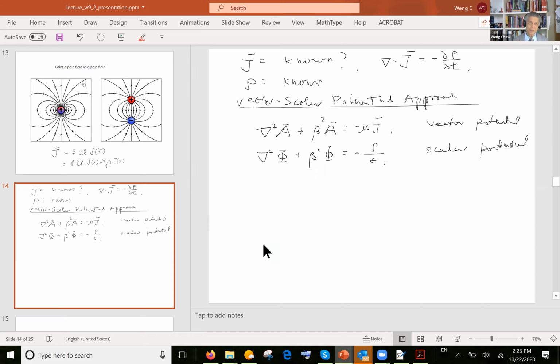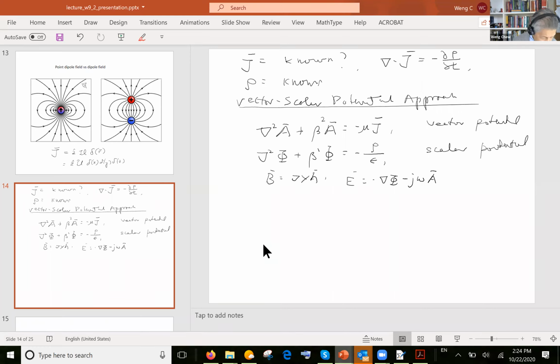So the process looks quite systematic given the current source and the charge source. We just solve for A and phi, and with the knowledge of A and phi, then we can find B, which is the magnetic field. And then we can find the electric field, which is minus grad phi minus j omega A.